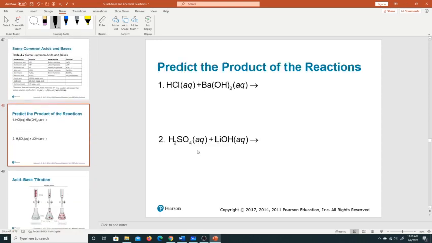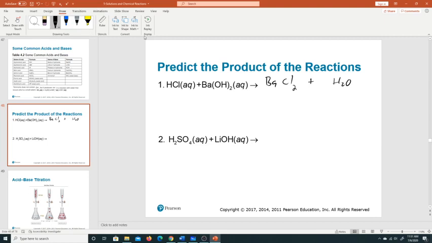Let's try a couple of these examples. HCl reacting with barium hydroxide. H goes with OH, barium goes with Cl. Now the charge of barium in the group on the periodic table, barium is a positive 2, chlorine is a minus 1. So barium is plus 2, Cl is a minus 1, therefore you need to put a 2 next to the chlorine. Plus water. Balance the equation.